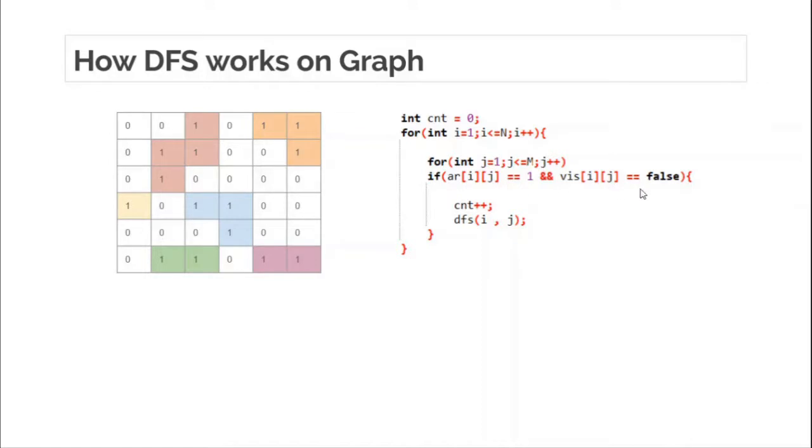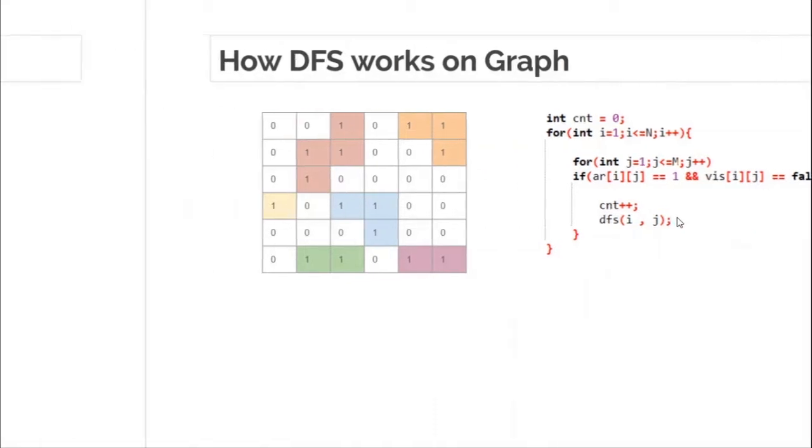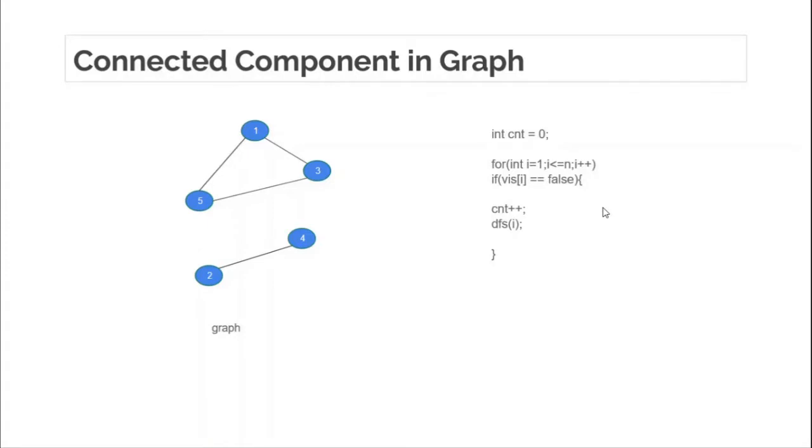If that is not visited, and of course it is equal to 1, because we cannot step on any node which has value 0, so we cannot make a DFS call to a node having value 0. So it is important to check whether the current cell has value 1. If the current cell has value 1 and also is not visited, we make a DFS call to that cell, as well as increment the connected component count. This is exactly similar to what we did here, so nothing changed.